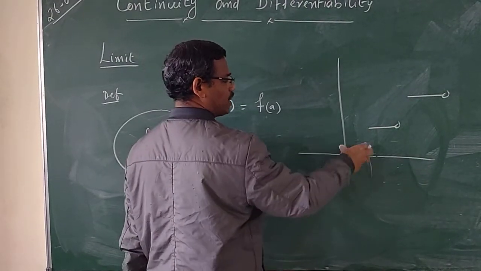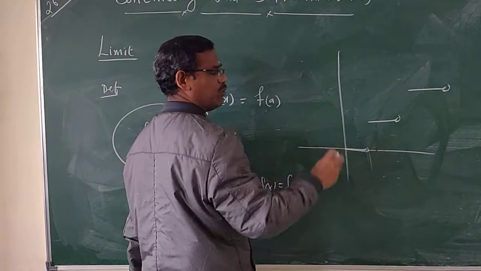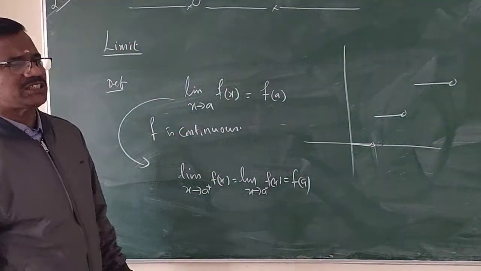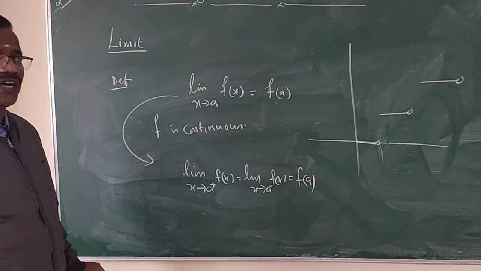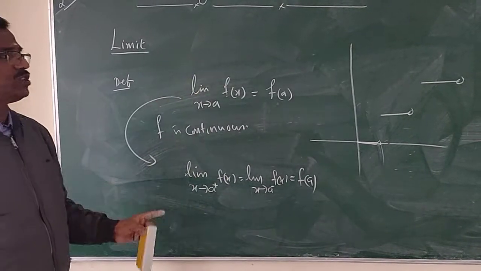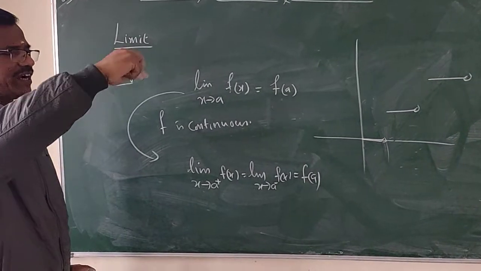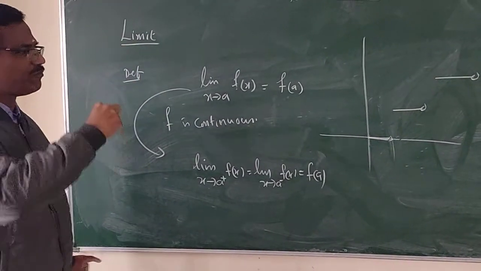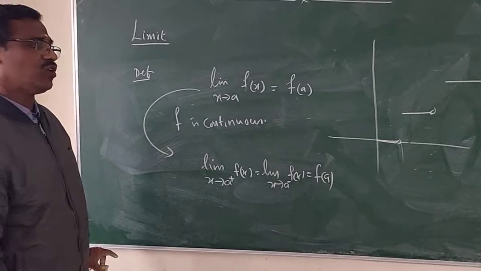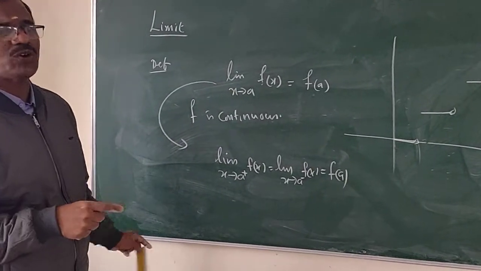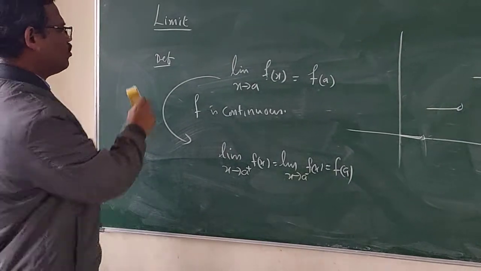You cannot draw the graph with a single movement. It is just like pieces. So the greatest integer function or step function is not a continuous function. Geometrically also we can explain the continuity of the function: if you can draw the graph without lifting the pen, then it is called a continuous function. Otherwise, if some break is there, it is called a discontinuous function.